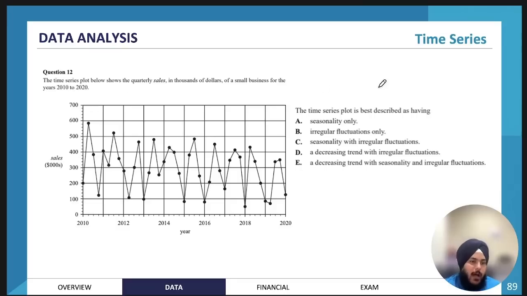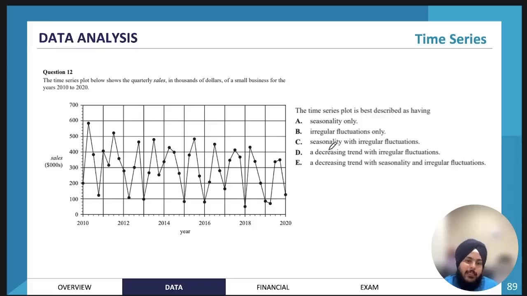So for the financial section, before we move on, we'll just look at this particular question. Here we're asked to determine what the pattern is. What we can see is a pattern where we're going up and down, and up and down, every single year.